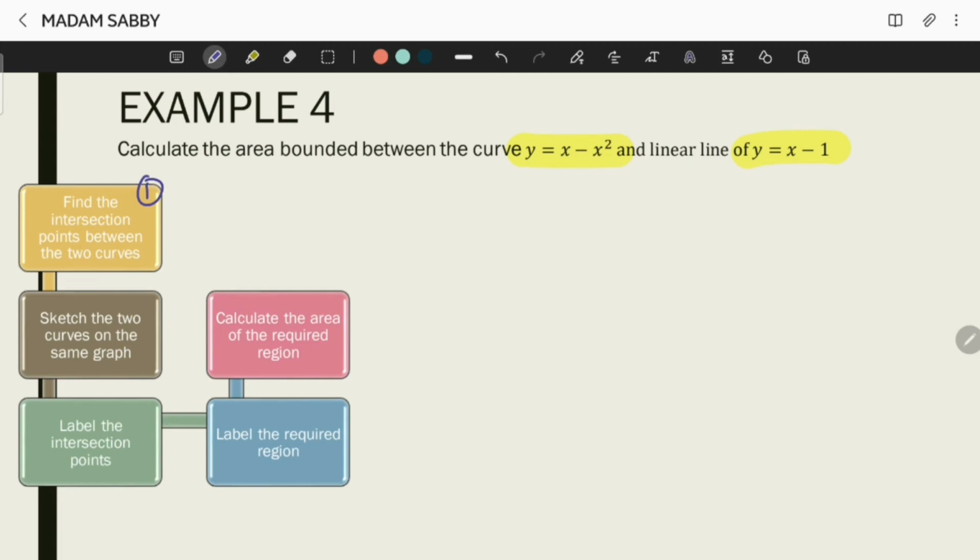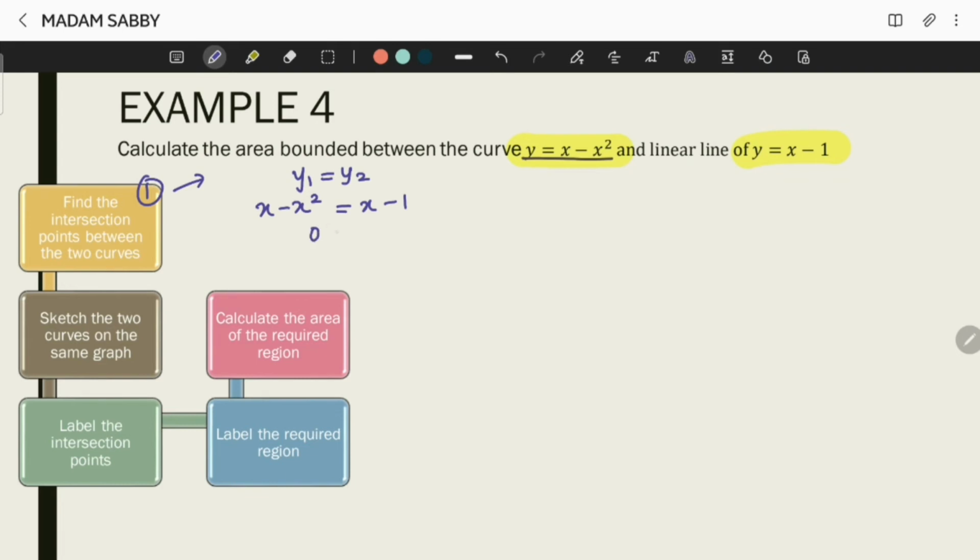So how do we determine the intersection points between these 2 curves? We're going to equalize both of the functions. So we have y1 equals y2, where y1 equals x minus x squared and y2 equals x minus 1. So we have to find out the values of x from here.